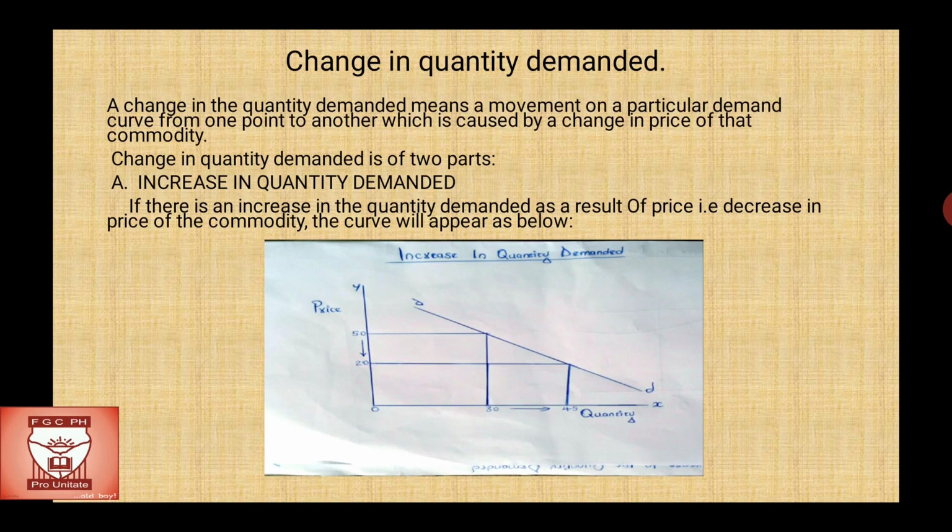A change in quantity demanded means a movement on a particular demand curve from one point to another, which is caused by a change in price of that commodity. Change in quantity demanded is of two parts: increase in quantity demanded and decrease in quantity demanded. For you to understand this very well, you should know your demand curve, which we discussed in the first lesson when we treated theory of demand. Now let's look at increase in quantity demanded.